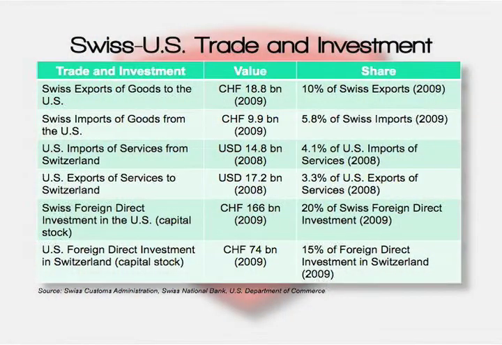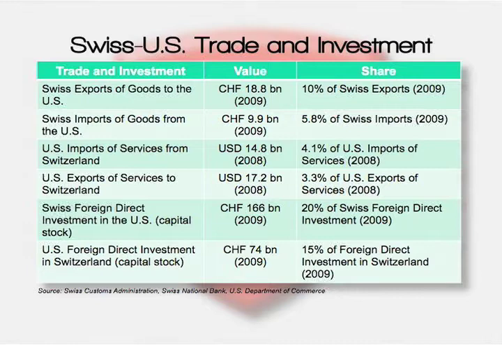I don't want to bother you too much with numbers, but I have on the first slide some information about the importance of our bilateral trade relationship. Swiss exports to the US is a huge amount of money. It's at 10% of total Swiss exports. So after the EU, the US is the second important partner for the Swiss export industry. And also the imports from the US are significant.